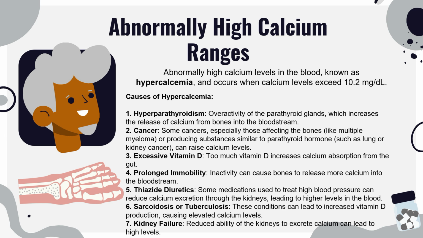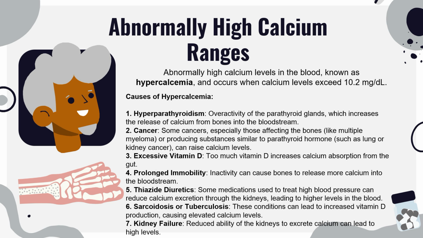Now let's talk about abnormally high calcium ranges. Abnormally high calcium levels in the blood is known as hypercalcemia and occurs when the calcium levels in the blood exceed 10.2 milligrams per deciliter. Causes of hypercalcemia include number 1, hyperparathyroidism. Overactivity of the parathyroid glands, which increases the release of calcium from the bones into the bloodstream, will cause hypercalcemia.